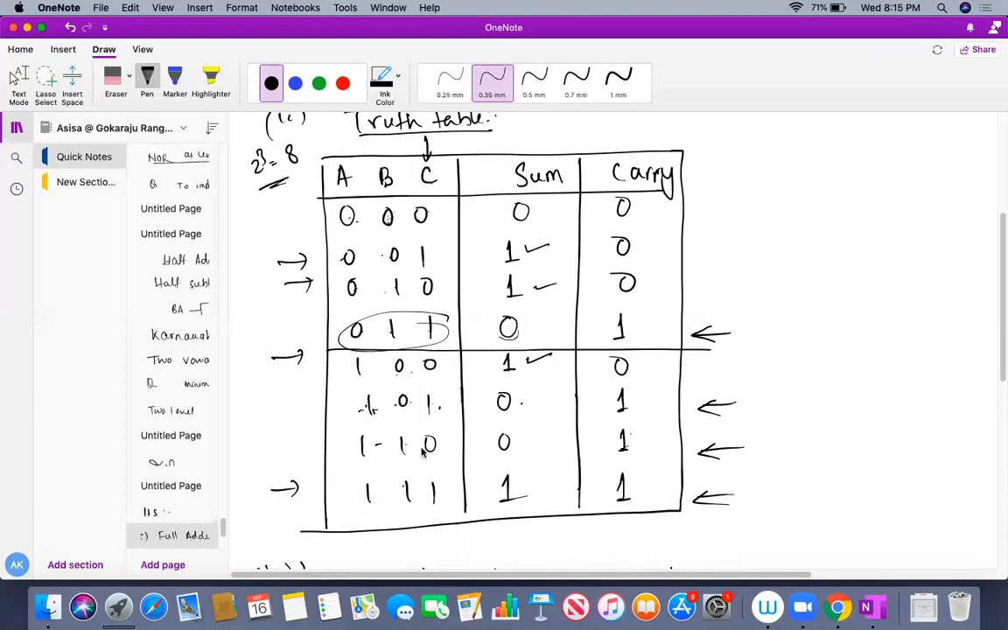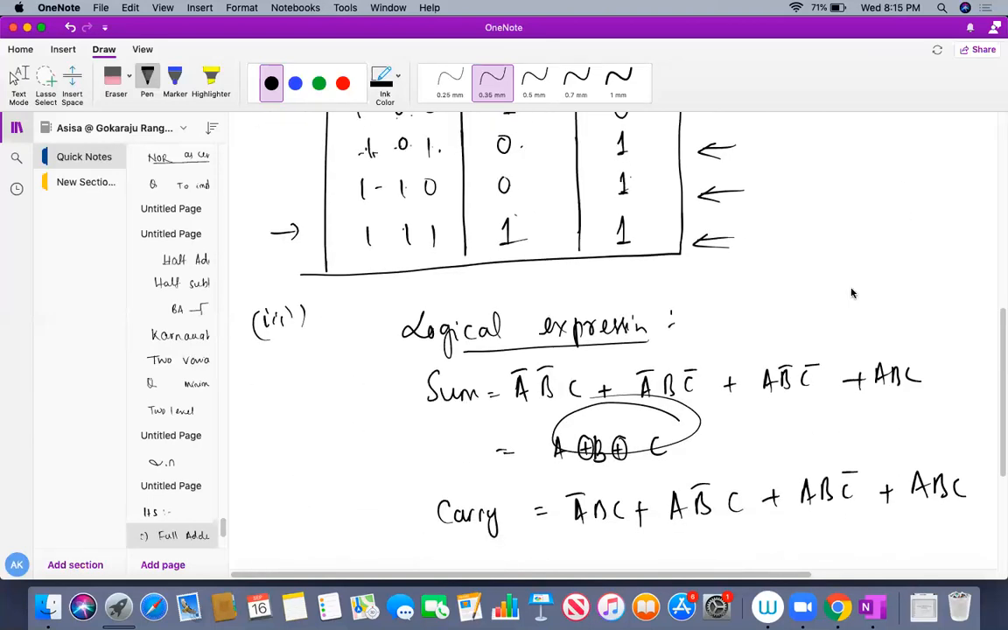Here again an even number, output is 0. Here again 3 ones, that's why it's an odd number and output is 1. So we can know that this expression, if we prove it, will give A XOR B XOR C. I am not doing it, because from the truth table itself I can come to know that this is my XOR gate.